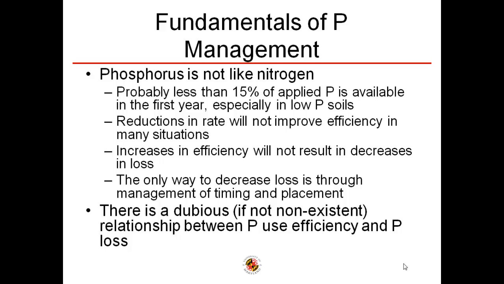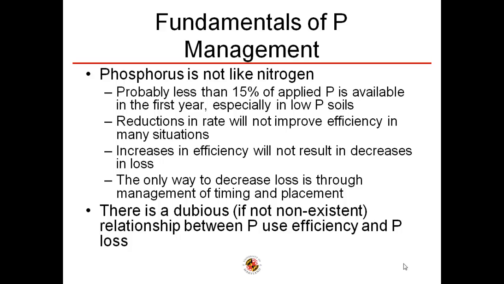So phosphorus is not like nitrogen. Probably less than 15% of the phosphorus applied is available in the first year, especially in low P soils. So if I apply starter fertilizer or broadcast MAP or manure, probably less than 15% of that phosphorus is available to that crop in the first year. And that 15% is if I'm managing it really well. That's a starter band close to the row where you have a high concentration and good diffusion to the plant.